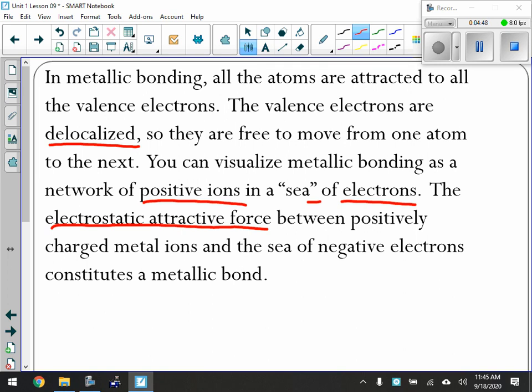Between positively charged metal ions and the sea of negative electrons is what makes up this metallic bond, okay? Positive ions, negative electrons, that's what the metallic bond is.